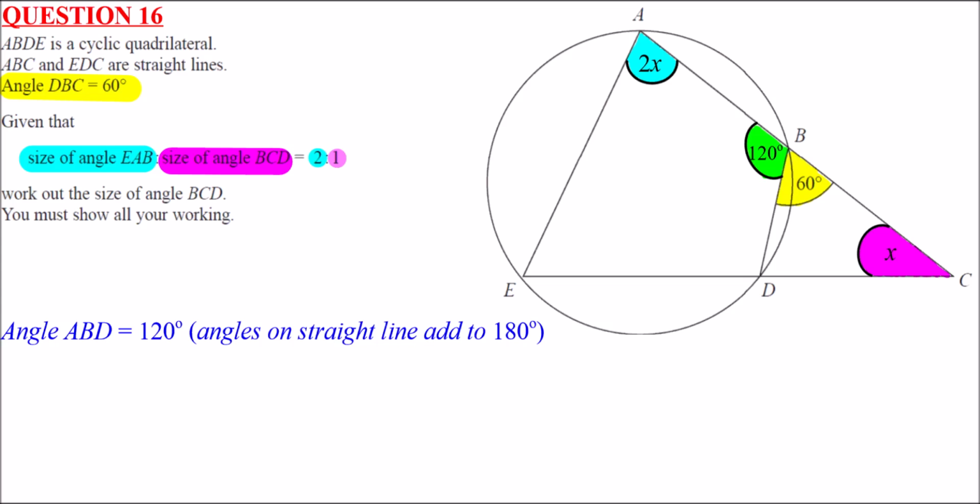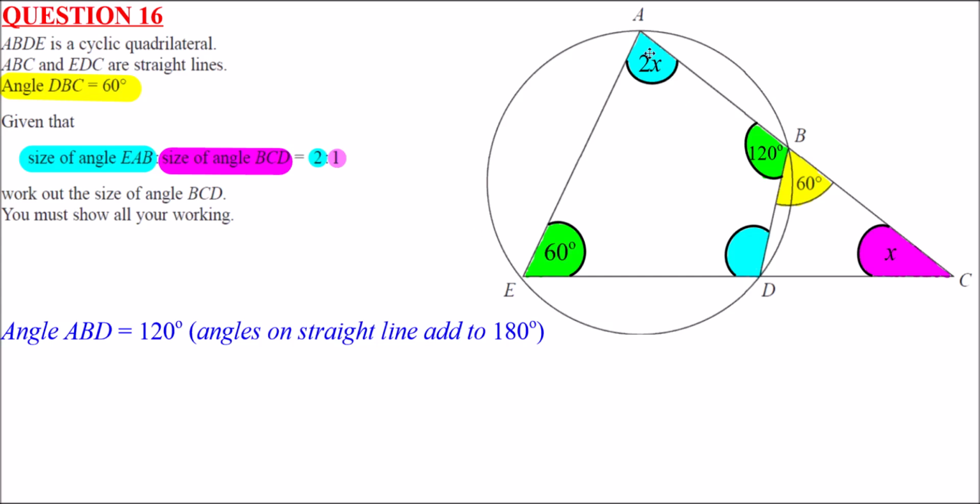Now we need to think about what it said about these cyclic quadrilaterals. So what we need to remember is that opposite angles in a cyclic quadrilateral add up to 180 degrees. So thinking about this one here, the green, if that's 120, this one here at E must be 180 minus 120. That one's going to be 60 degrees.